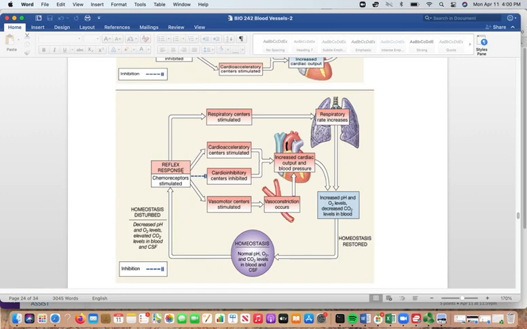So this is another way of looking at that picture here. If you've got homeostasis disturbed here, you've had decreased pH and oxygen levels, high CO2 levels, you're going to have the respiratory centers get stimulated to increase the respiratory rate. That will affect the pH, oxygen levels, and carbon dioxide levels. And then you also have the cardioaccelerator center, the cardioinhibitory center, and vasomotor centers that are going to make their adjustments to increase the cardiac output as well as vasoconstriction.